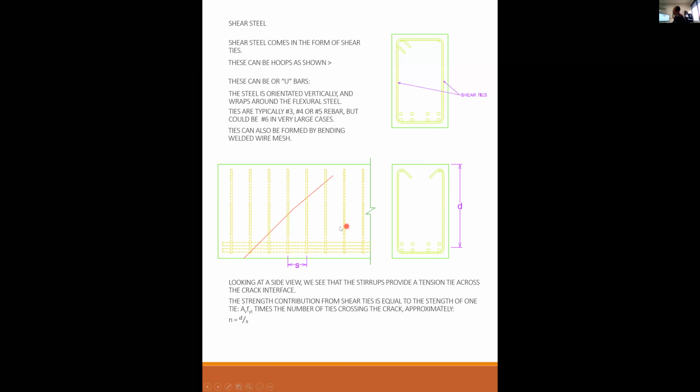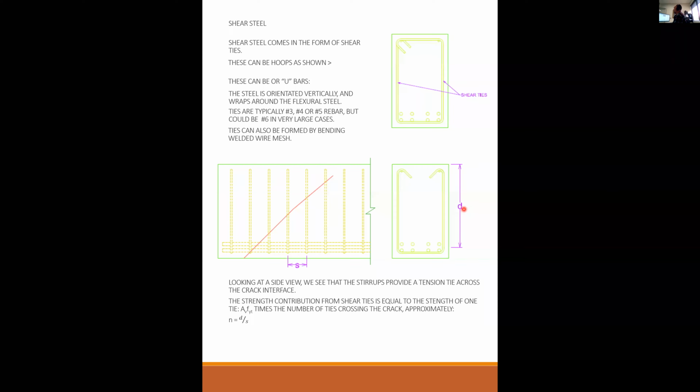Now, why is a horizontal distance designated as a vertical distance d? Well, because we usually do our flexural design first, then we do our shear design second. So almost always d has already been figured out. We've already designed the beam and we know what d is. But d is a vertical distance, and the number of ties that are engaged is really based on a horizontal distance divided by the spacing between ties. But it still works because generally speaking, these ties are at a 45-degree angle. So at a 45-degree angle, the vertical distance is really the same thing as a horizontal distance.